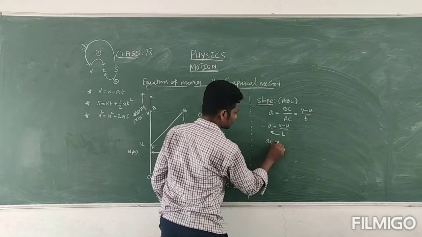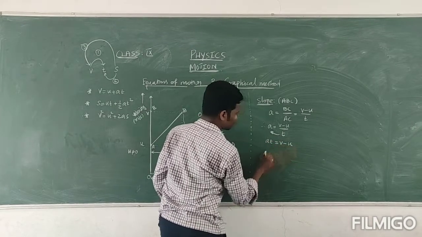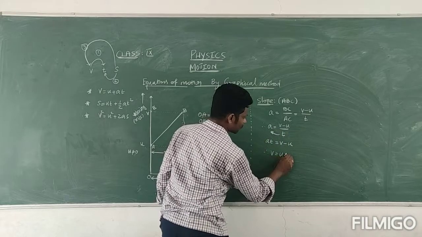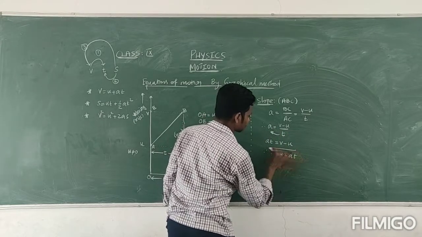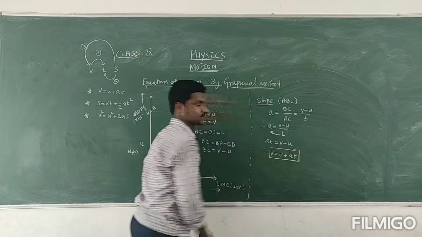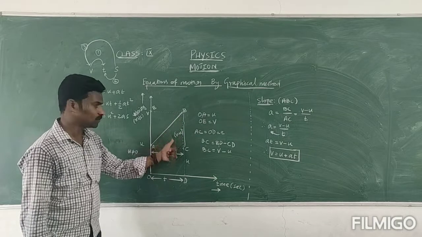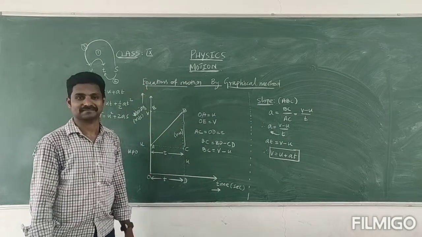Therefore acceleration into time is V minus U. Therefore V is equal to, moving U to this side, U plus at. So V equals U plus at. That's all. Equation 1 over. Very simple. You found it just from the slope of the graph.